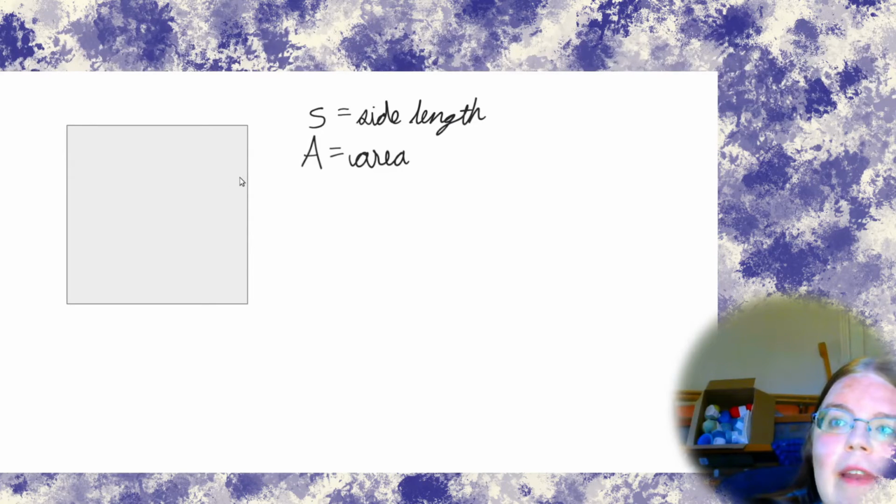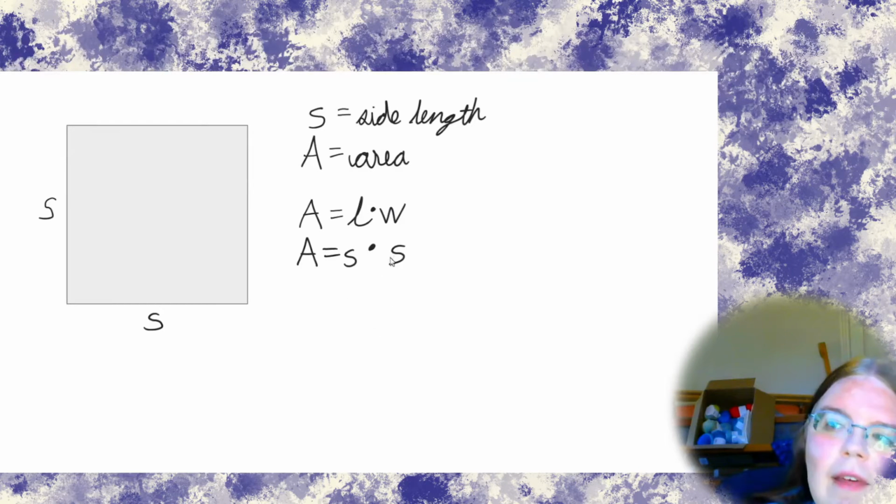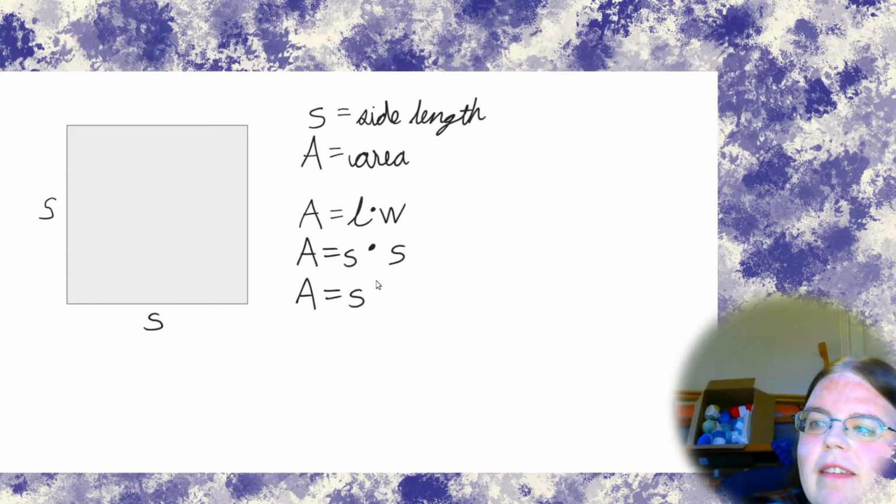So one thing you might know about rectangles is that the area is always the length times the width. In this case, both the length and the width are whatever that side length is. So the area will be the side length times the side length. Another way we can write that is that the area equals the side length squared, and that is a very useful version of this formula.